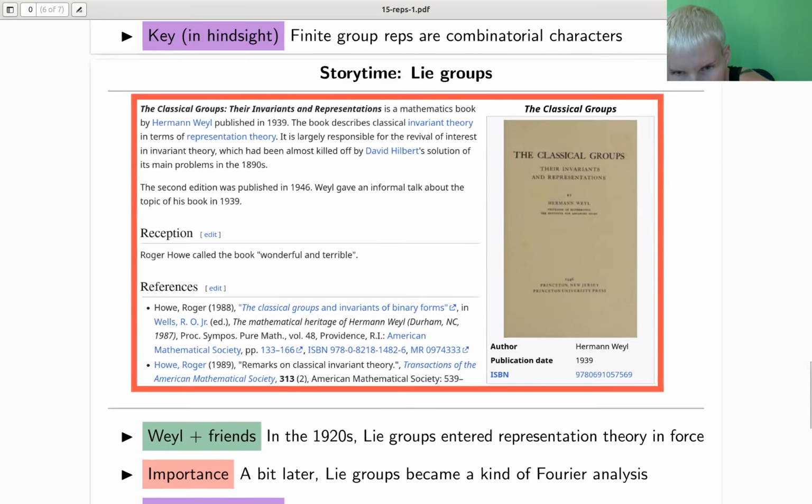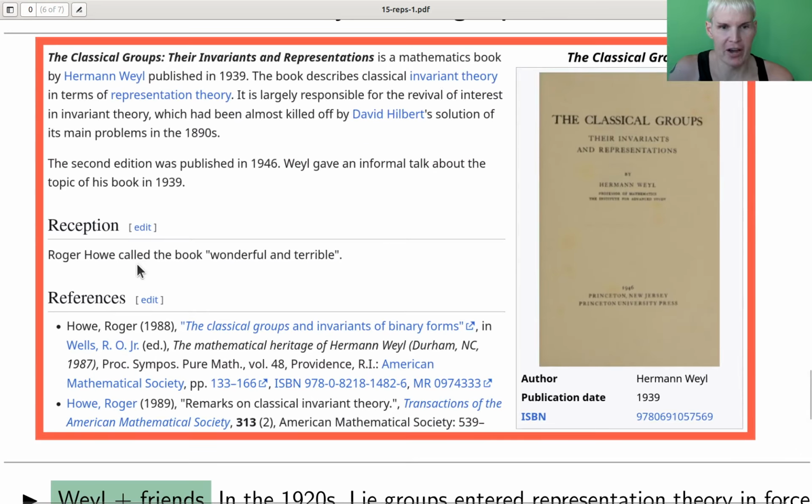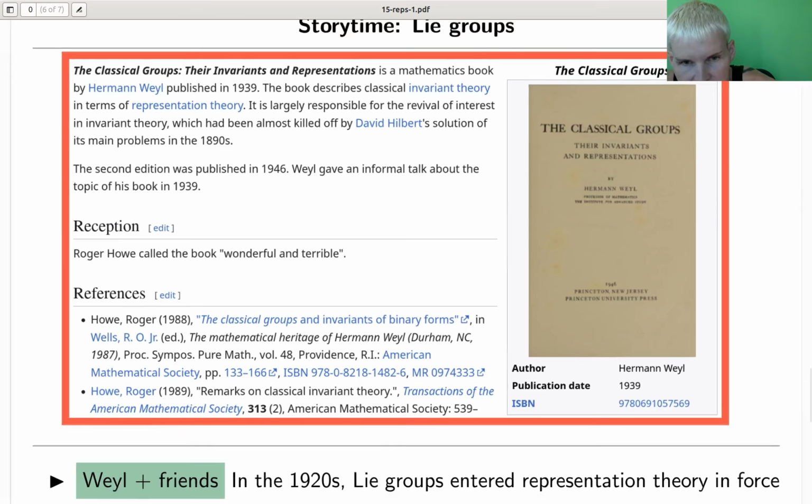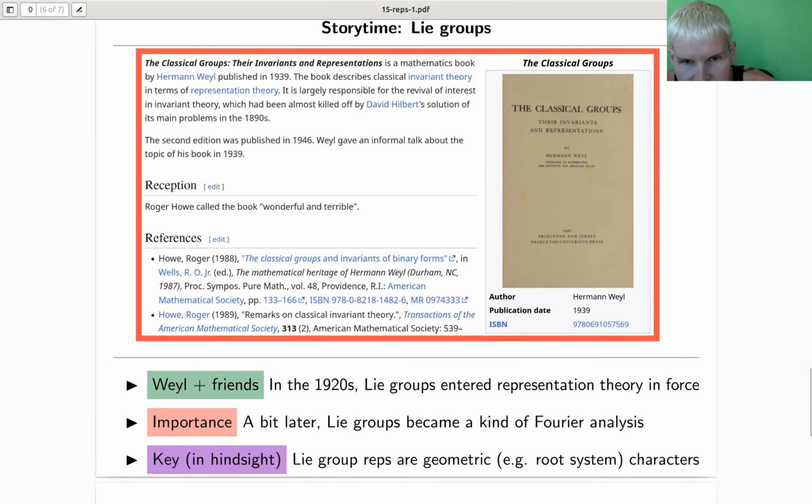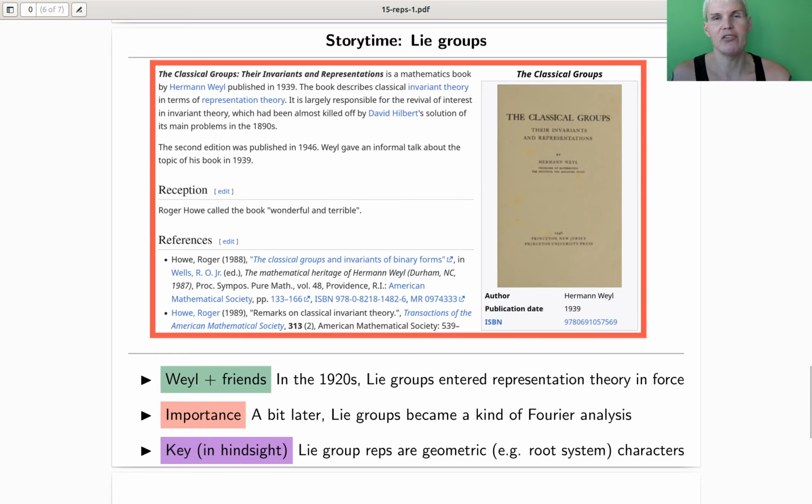And the book, which I would not recommend to read, because Roger Howe actually said it's wonderful and terrible at the same time, the breakthrough book, is Weyl's The Classical Groups. By that, you just mean matrix groups, essentially. So Lie groups, a little bit later, representation theory of Lie groups in the 1920s, in parallel with quantum mechanics, because essentially quantum mechanics is all about representations of Lie groups. The standard model of particle physics is like Lie group representation theory in some way or form.